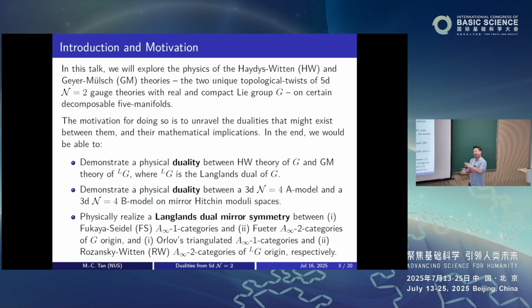And then when we consider another permutation of factors in the manifold, we can realize something more dramatic. We have what we call a Langlands dual mirror symmetry. Let me explain it. Between Fukaya-Seidel A infinity 1 category and filtered A infinity 2 categories of G origin, this is coming from the A side, the HW side, with Orlov's triangulated A infinity 1 category and Rozansky-Witten A infinity 2 category of LG origin coming from the GM or the B side, we call it. Okay, so this is what we actually get.